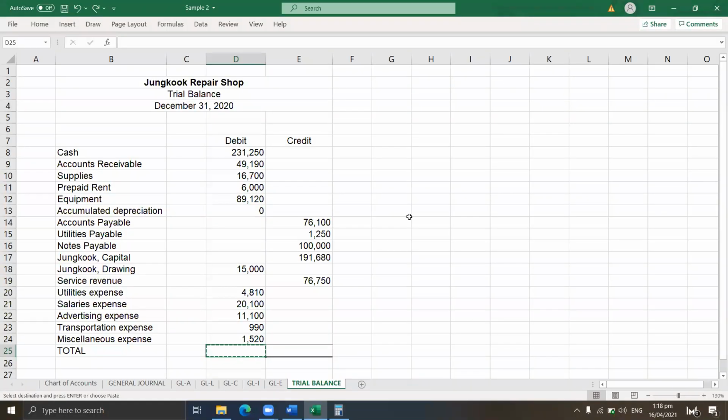Okay, so you can pause for a while and then you can calculate this, no? Pero dahil naka-Excel ako, mas mabilis. So I will total this all. Okay, and the total debit was 445,780. And then let's sum up also the credit side. Okay, so the total credit is as well 445,780. So as you can see, balance po yung ating trial balance. Okay, so this is the trial balance, the journalizing, posting, and the preparation of trial balance for Jungkook Repair Shop.